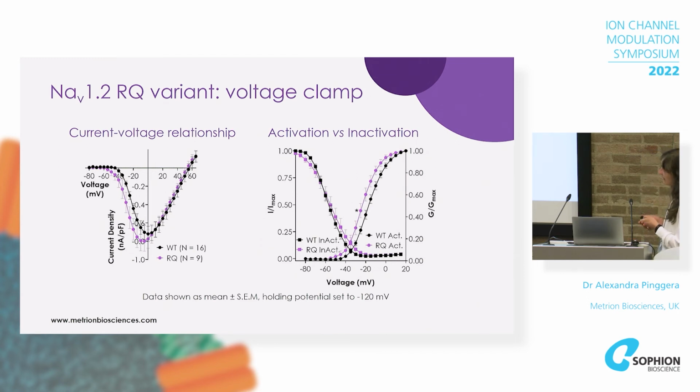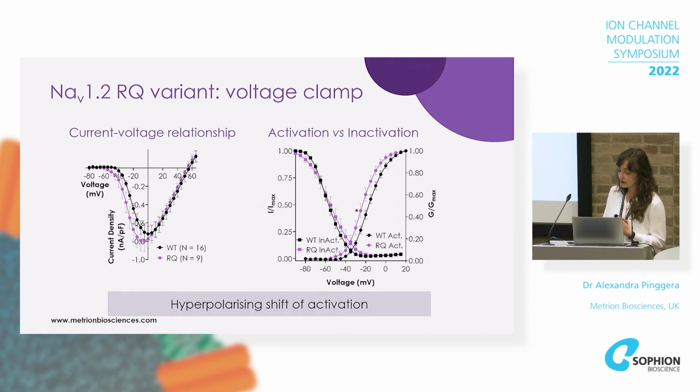So this is the first variant, RQ. Unfortunately, I cannot give you any more details about the position and the rest of the mutation. We did some classical voltage clamp experiments. On the left, you see current-voltage relationships, and you can already see that the mutation, shown in magenta, shifts the voltage dependence of activation, which can also be shown by the corresponding conductance curve. This is about a 5.5 millivolt shift to more hyperpolarized voltages. The voltage dependence of inactivation, shown here, was unchanged.